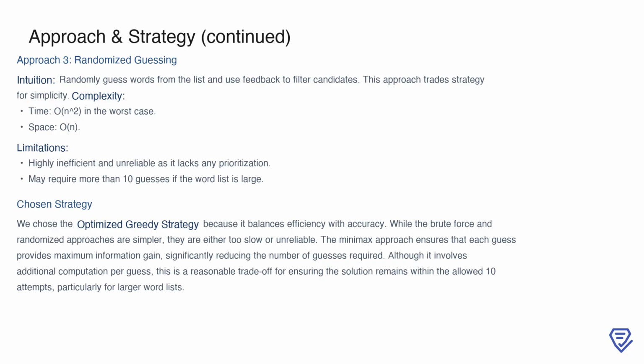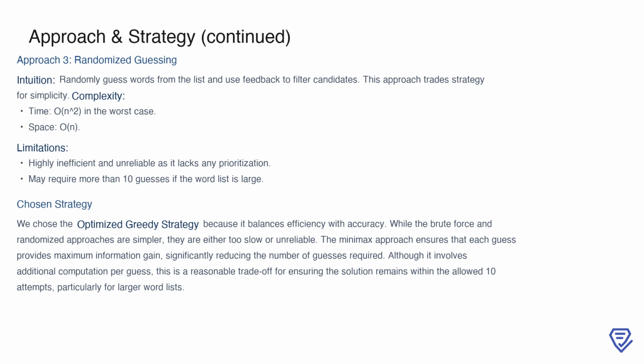That's why the optimized greedy strategy stands out as the best choice. It balances efficiency and accuracy, ensuring that each guess provides maximum information gain. While it does involve more computation during each step, this trade-off is well worth it to meet the problem's constraints. This approach is particularly advantageous for larger inputs, as it ensures the solution remains within the allowed attempts while systematically narrowing down the possibilities.